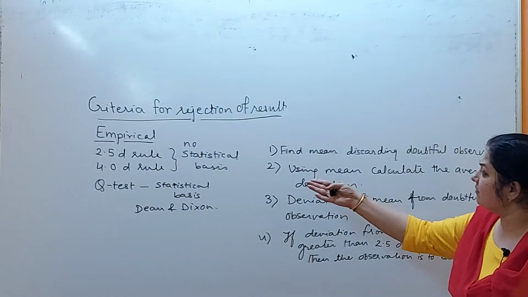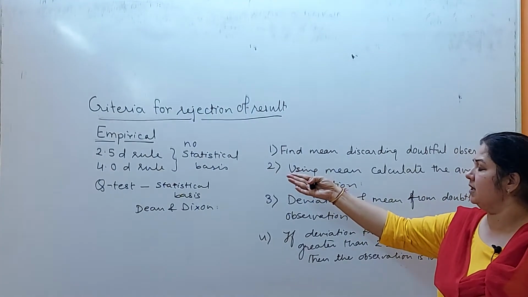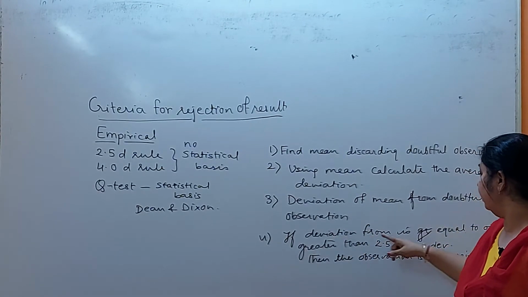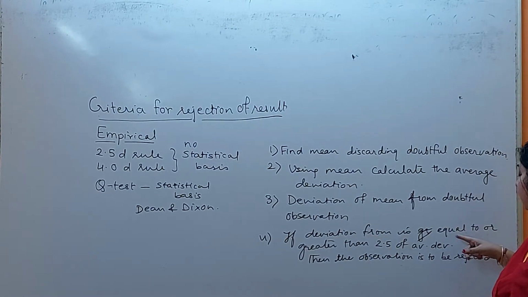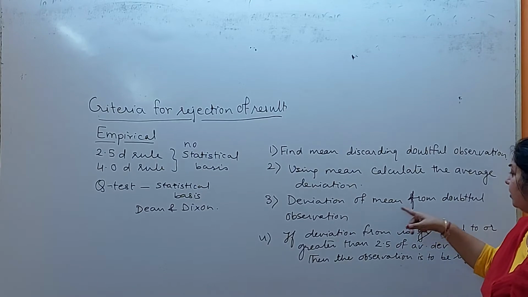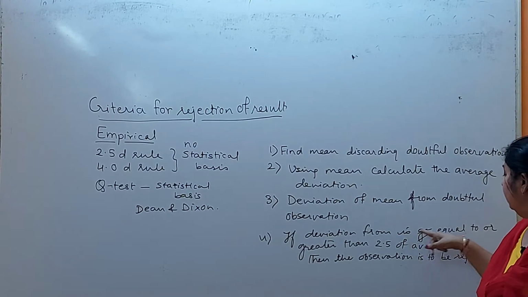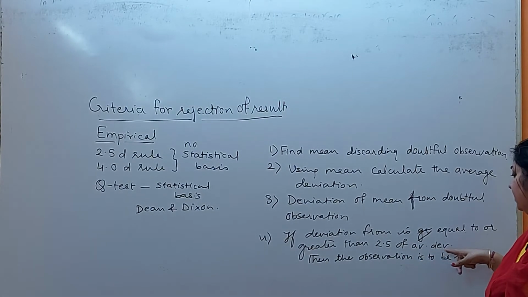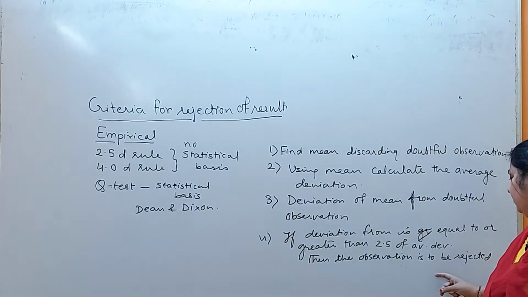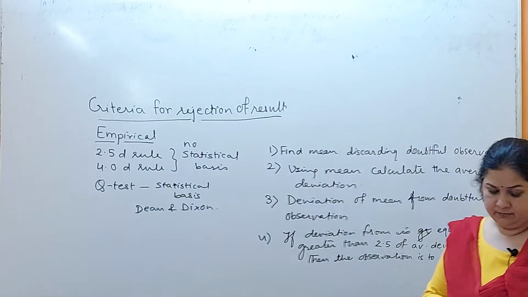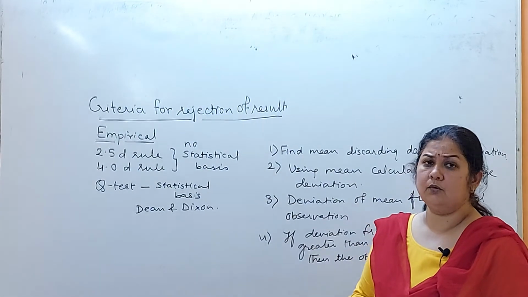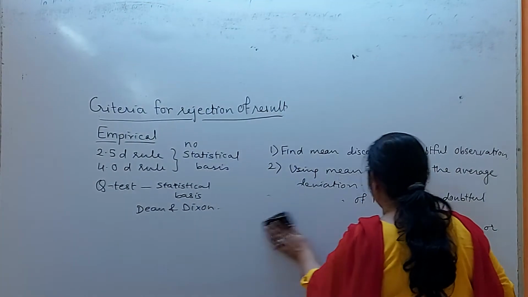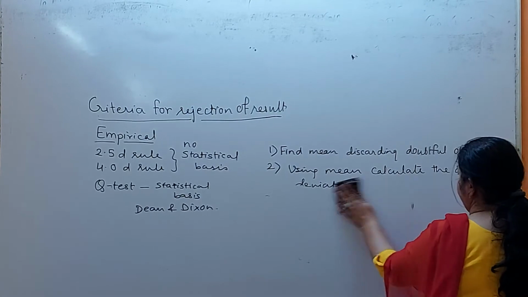Now a similar type of rule is the 4D rule. All three are similar; only the difference here is that if the deviation of the doubtful observation from the mean is greater than or equal to 4.0 times the average deviation, then the observation would be rejected. So these are the two rules on the basis of which we can reject or retain the data.